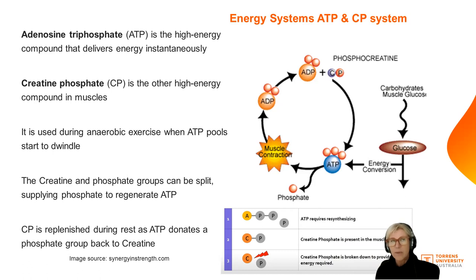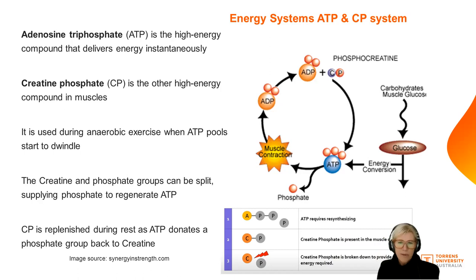So energy is released, and as you'll see as you move around this, a muscle contraction is created. What you're left with is ADP, which is adenosine diphosphate, so two phosphate ions. So as you can see, as you go to the top, you'll see creatine phosphate. It will actually donate a phosphate ion, and now it regenerates to have ATP again. So creatine phosphate is present in the muscle. It donates it, and it actually provides that additional energy to become ATP again. So it's replenished during rest as ATP donates the phosphate group back to creatine.